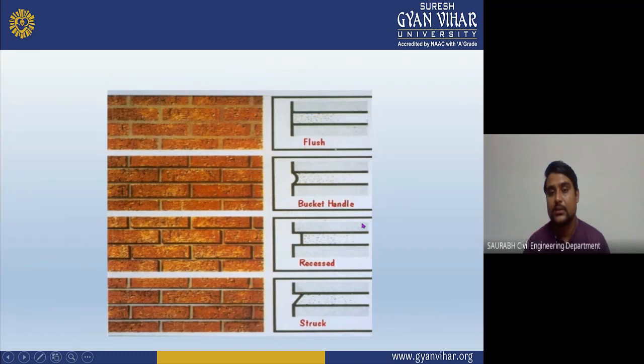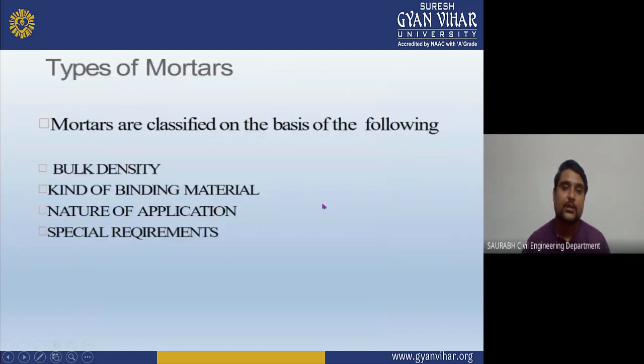As you can see here, these are the different kinds of mortar work which have been done for the exterior wall. Now we will see the types of mortar. Mortar is classified on the basis of the following. First one is the bulk density, kind of binding material, nature of the application, and special requirement.